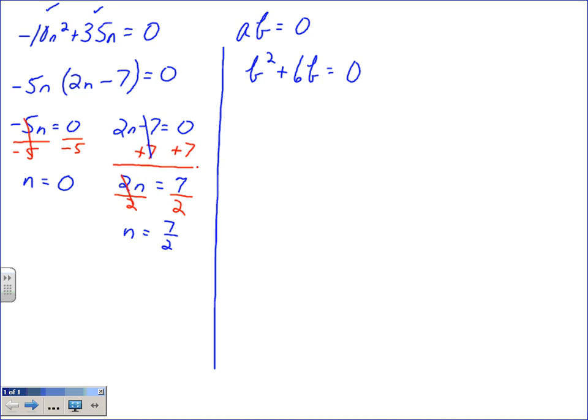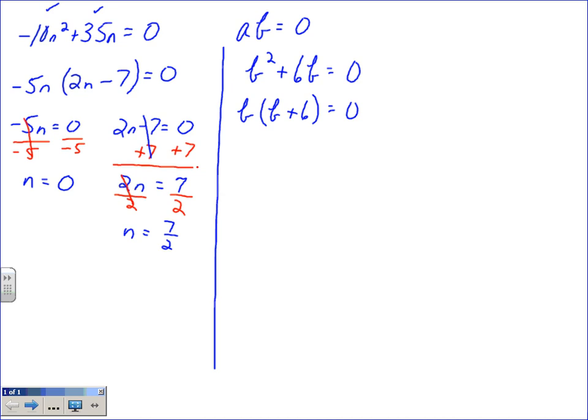Okay, and I'm going to ask Sydney the same thing that I asked the first time. So Sydney, you have two terms up here, and what do they both have in common? They both have a b in common, so we're going to factor that out. And I'm left with b plus 6. Because b times b is b squared, and b times 6 is 6b, correct?